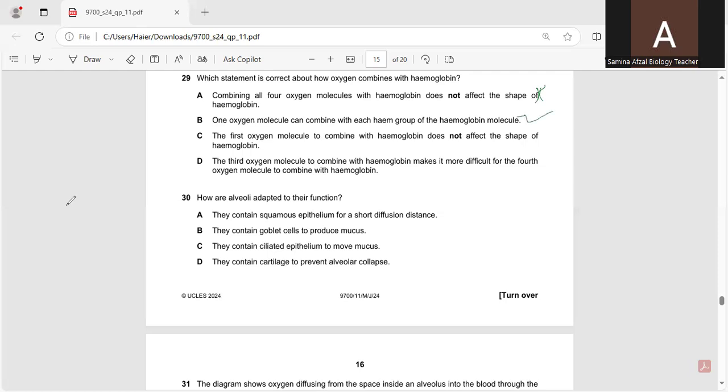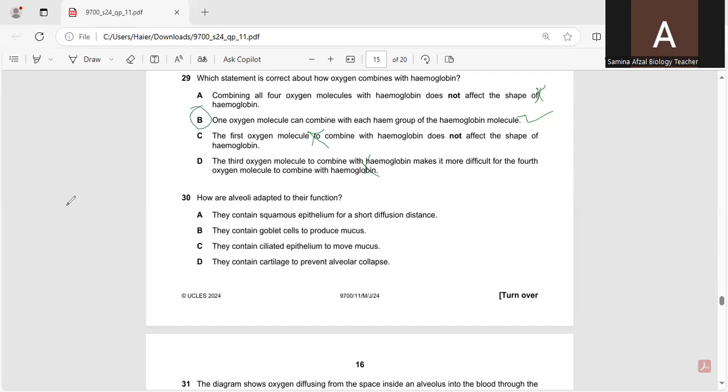The first oxygen molecule to combine with hemoglobin does not affect the shape of the hemoglobin. This is not correct because when the first oxygen molecule combines, there is a little bit of difficulty in this combination. But after some time, when it is combined, then it will be easier for the other molecules to combine with it. The third oxygen molecule to combine with hemoglobin makes it more difficult for the fourth oxygen molecule to combine with hemoglobin, which is totally wrong. So only B is the correct option.